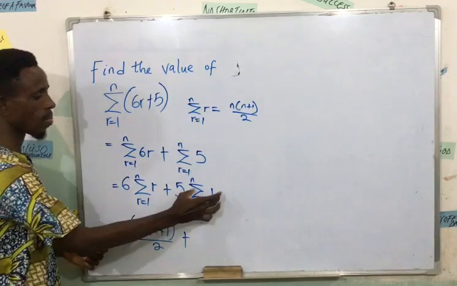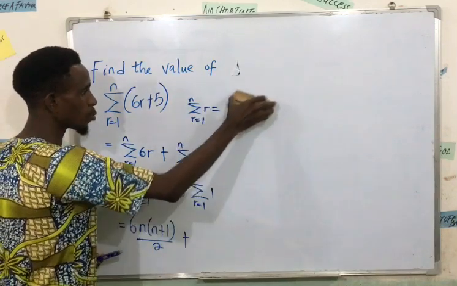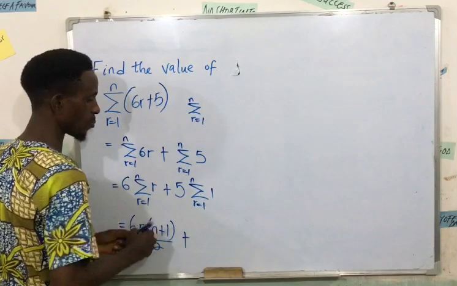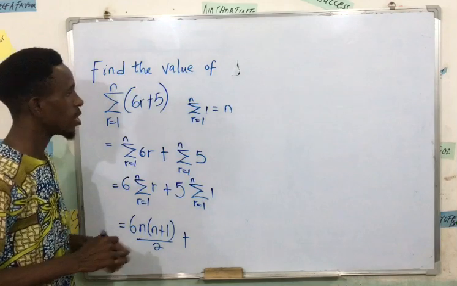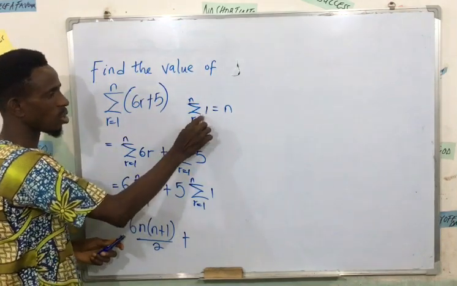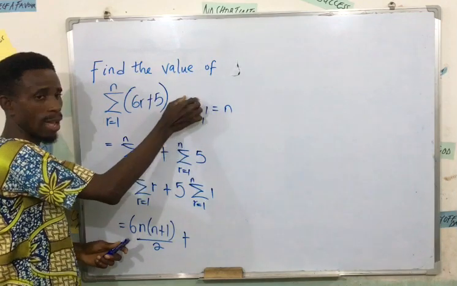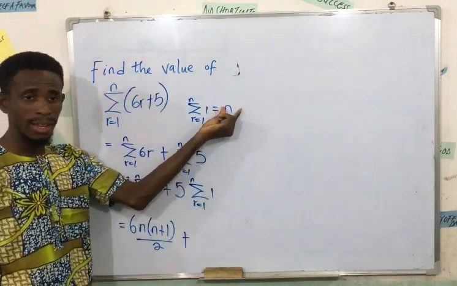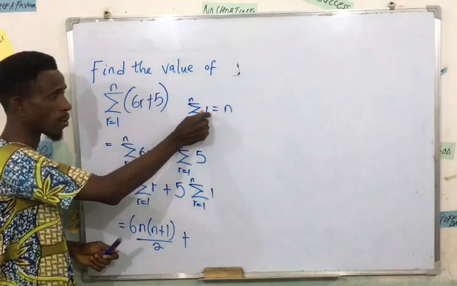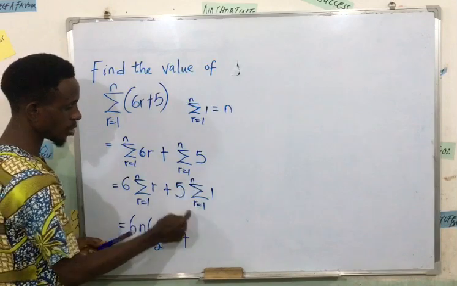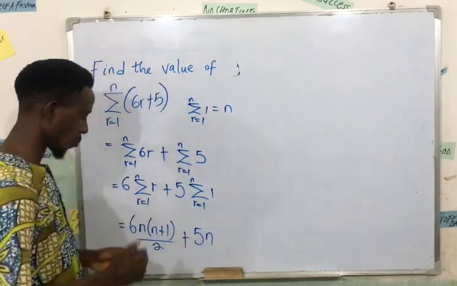Now this one here, the sum of 1, what it will give me is n. If I keep adding the number 1 till n, it's just going to give me n. This is a constant too, right? So it's going to give me n. So in this place, I'm putting my n there. So I'm going to have 5n.